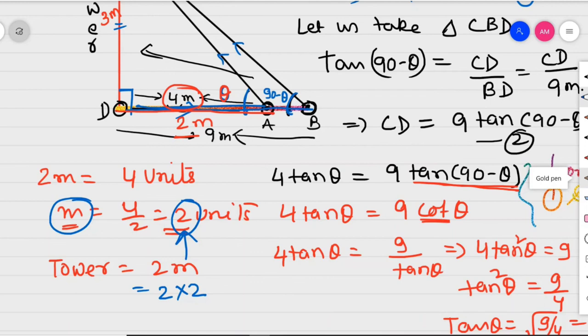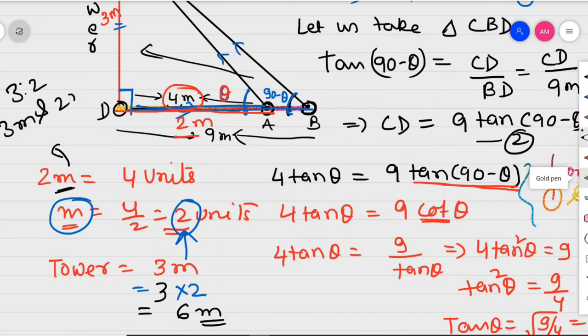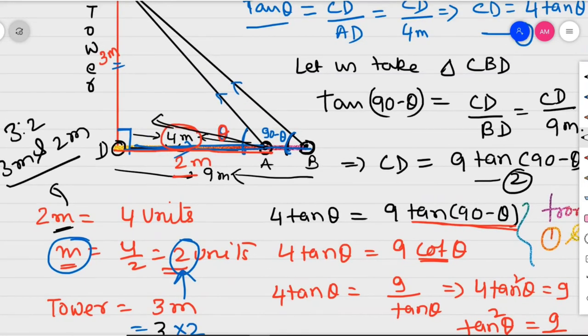Tower is equal to 3m. Children, sorry, the tower is not 2m, it is 3m. So you will get 3 into 2. So 6 meters. Don't get confused with this m and this m. By mistake, I have taken this also as m, but this is the m for ratio. When you talk of 3 is to 2, you say 3m and 2m, because this is in the ratio 3 is to 2, this side and this side. So I am taking 3m and 2m here.